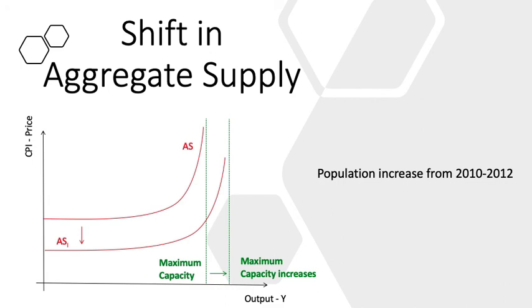Also, prices should shift lower because there's going to be more competition for jobs, and prices can drop. And again, this is all theoretical. And so aggregate supply should decrease in price and increase in capacity. And so this is an outward shift in aggregate supply because of a population increase. And so that's the entirety of the problem set review and solution.